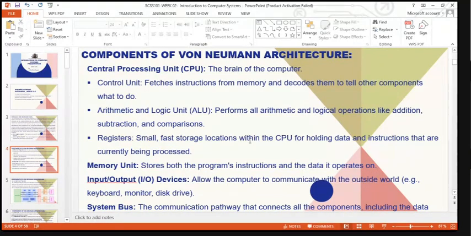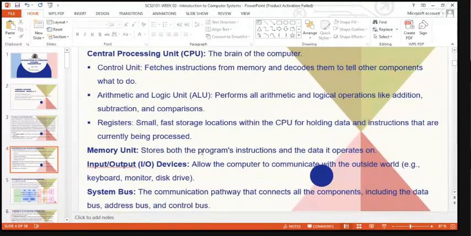Then the last component of the von Neumann architecture is the system bus, which provides the communication pathways to connect your components, including the data bus, the address bus, and the control bus. As we proceed, you are going to understand what the data bus, the address bus, and the control bus are, and how you use them to orchestrate information flow and sequential data processing within the central processing unit. Those are the basic components of the von Neumann architecture.